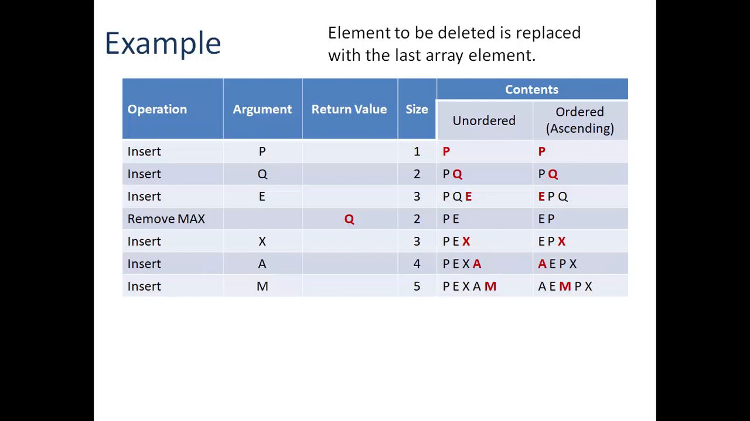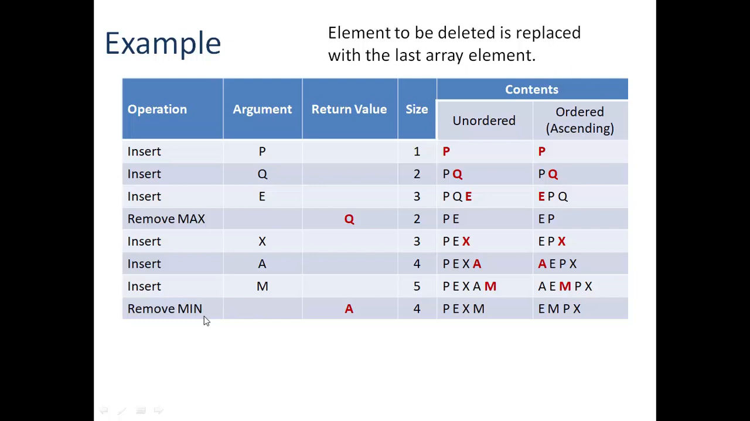Next, we have inserted three more elements X, A and M in the queue. In case of unordered version, these elements get inserted at the end of the queue as is shown here, but in case of ordered version, X, A and M are inserted at their correct positions.